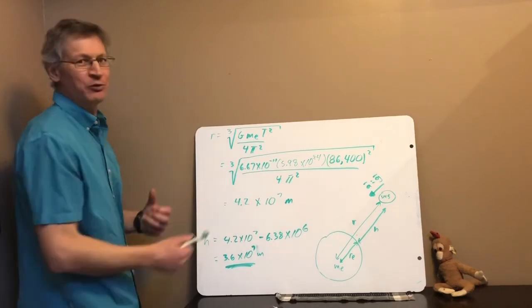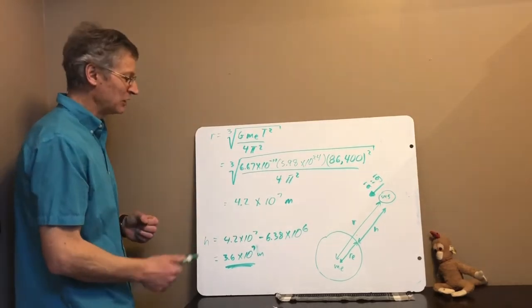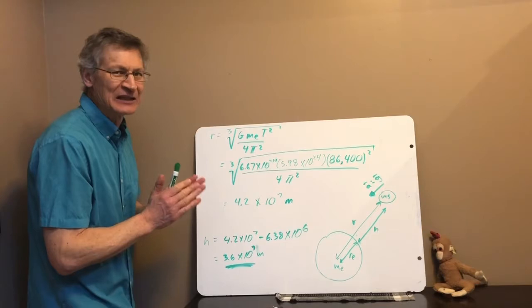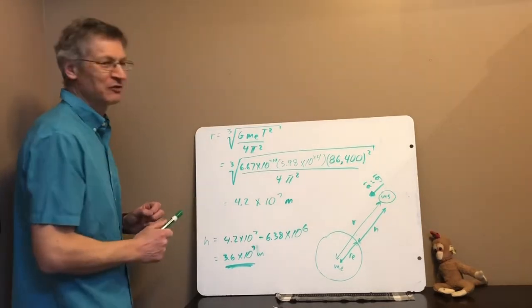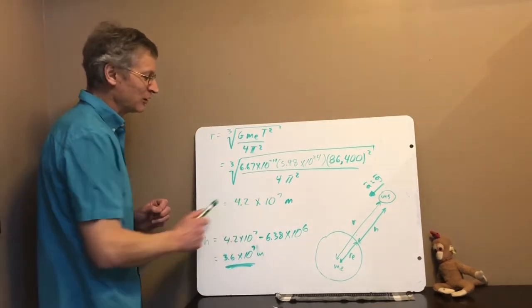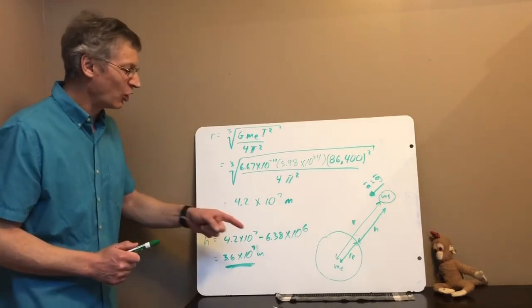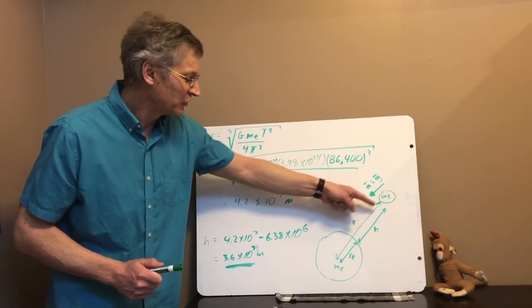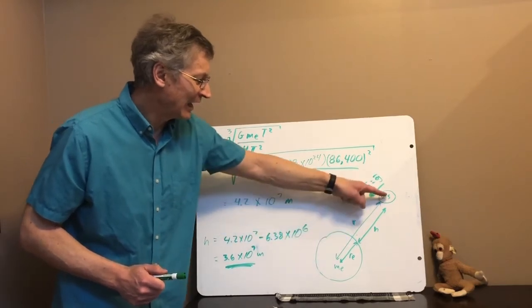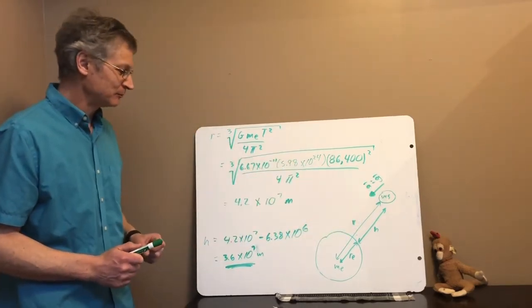You grind that through your calculator. Hopefully you get the same thing I do. Hopefully I didn't make a mistake here. 4.2 times 10 to the 7th meters. And remember, that is r, the center to center separation between the Earth and our satellite.